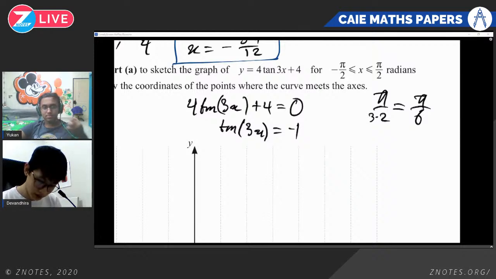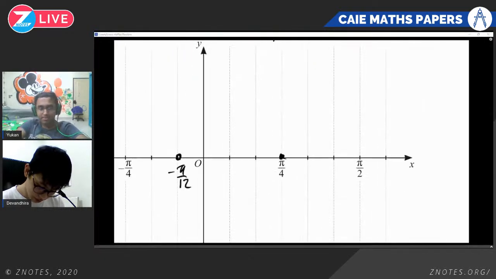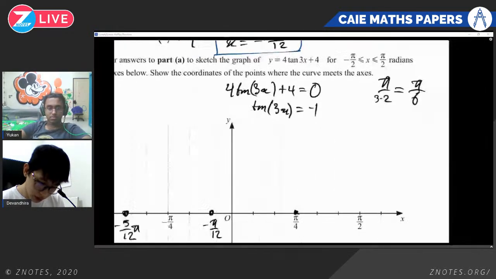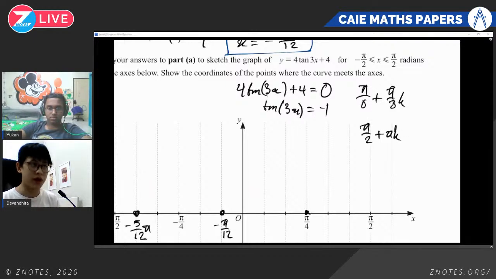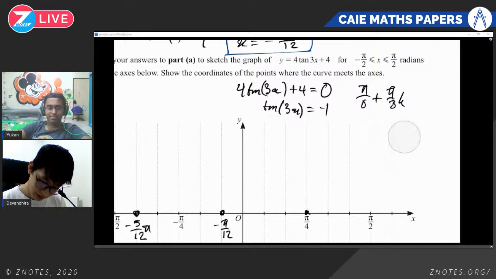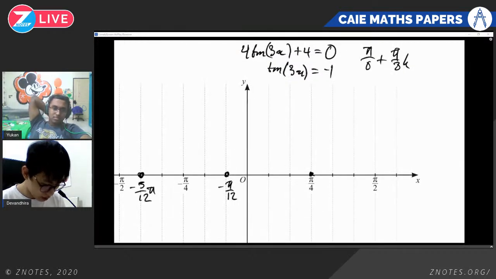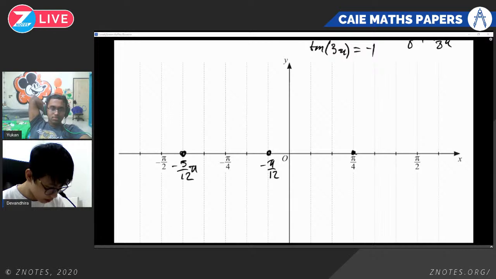Is that correct, Ethan? Yeah, that's correct. Well, actually, every pi over 6 plus pi over 3k, because normally it should be pi over 2 plus pi. Then you just divide by 3. Yeah. All right. So let's try drawing the graph here.